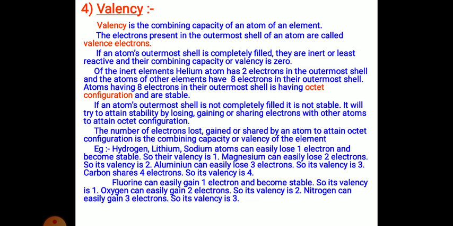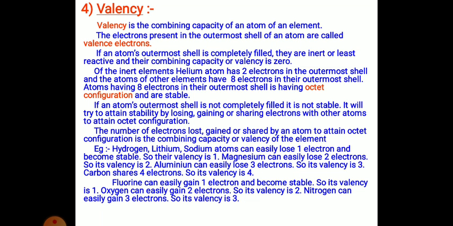Students, for example, hydrogen, lithium and sodium atoms can easily lose 1 electron to become stable. So their valency is 1. In our previous explanation, we have seen the sodium atom; you can also take that example. Magnesium can easily lose 2 electrons, so its valency is 2. Aluminum can easily lose 3 electrons. If you look at its electronic configuration, there are 3 electrons in its outermost shell, so it becomes stable by losing 3 electrons, so its valency is 3.